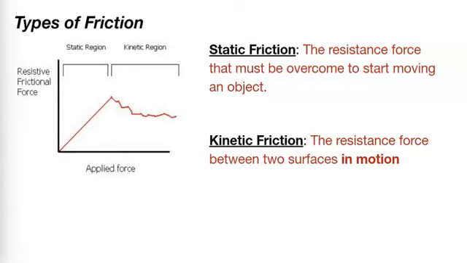Kinetic refers to something that is in motion, so kinetic friction is a resistance force between two surfaces that are in motion. So it's really just one surface that's obviously moving on top of the other one, but just know that one thing's already moving.